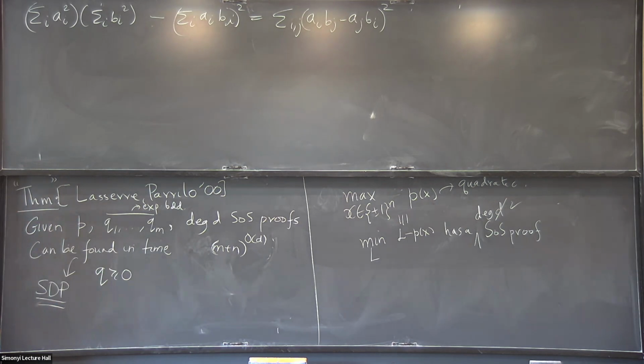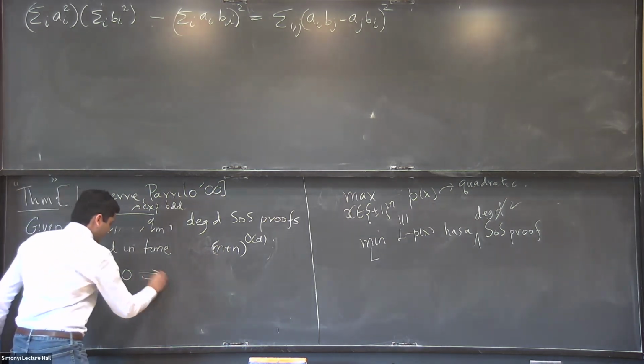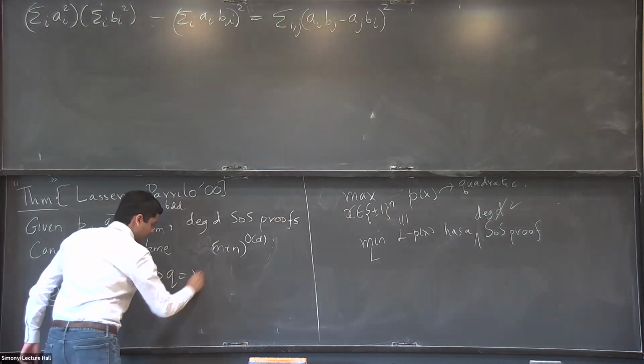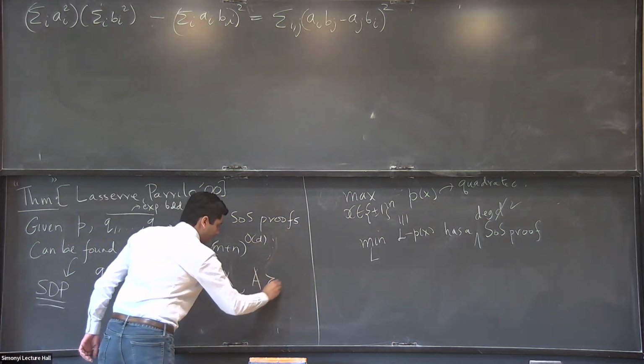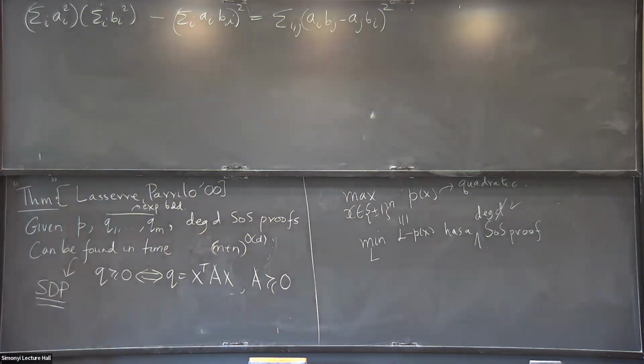Okay, meaning it's non-negative for all inputs X. Then this is if and only if Q is in fact a quadratic form of a positive semi-definite matrix. Okay, and this is a very easy observation, right? But it gives you a one-to-one correspondence between non-negative quadratic polynomials and positive semi-definite matrices. This correspondence extends to even higher degree polynomials.